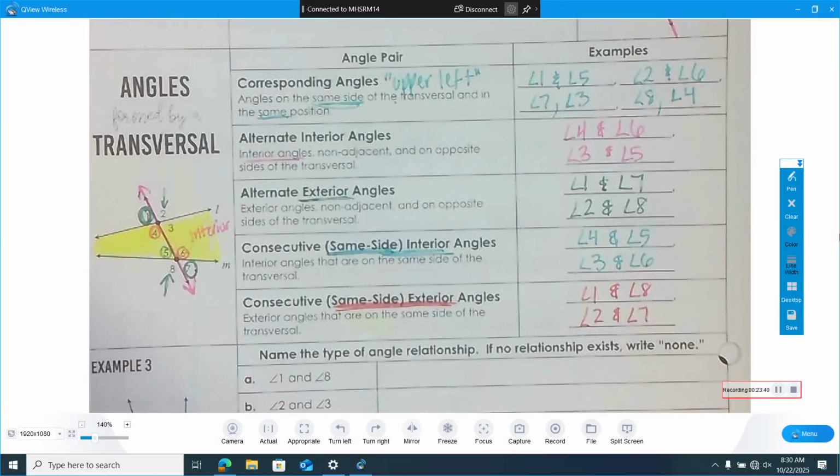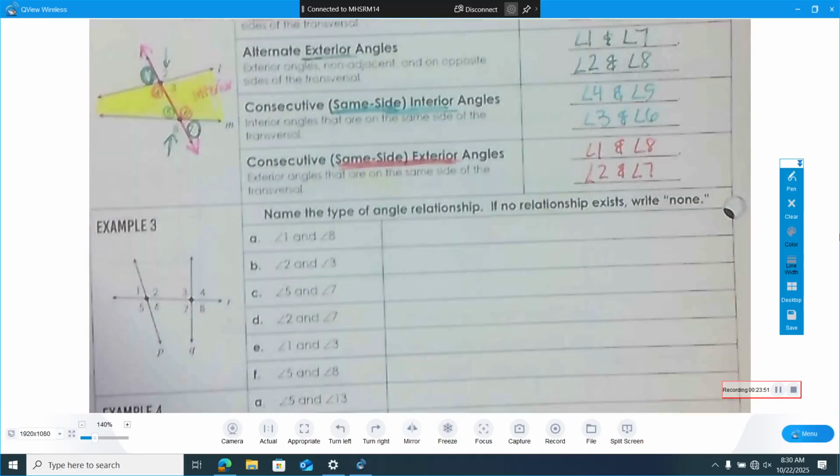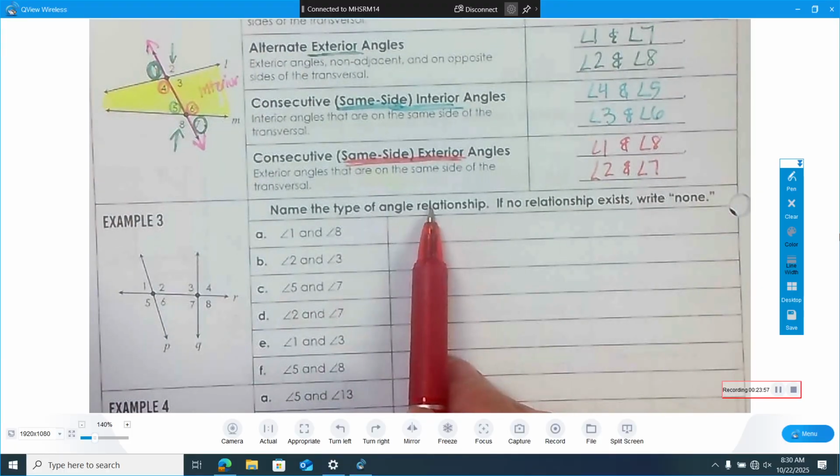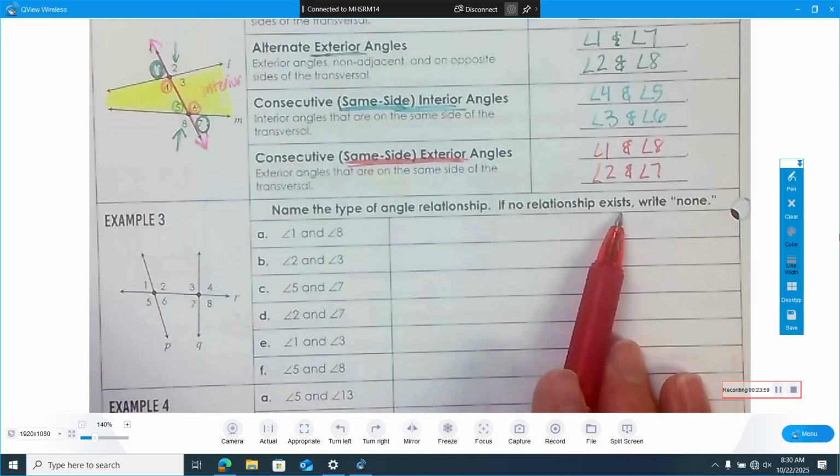All right, so same side interior, same side exterior, alternate interior, alternate exterior, and then corresponding. All those words have real meaning, and I think they're pretty good. So let's check here, examples 3 and 4. Name the angle relationship. If no relationship exists, write none.